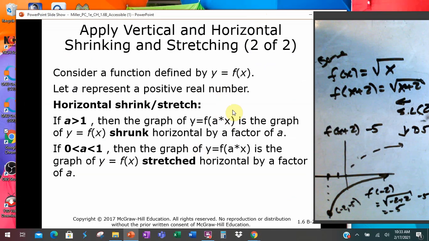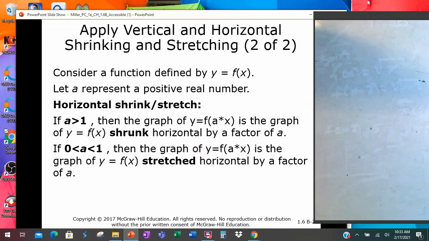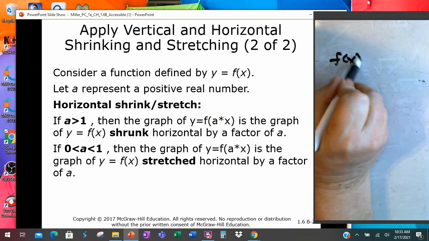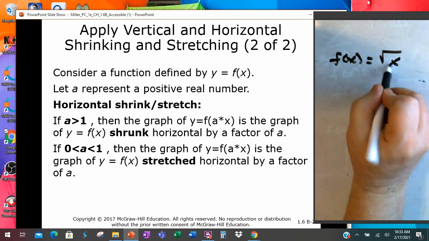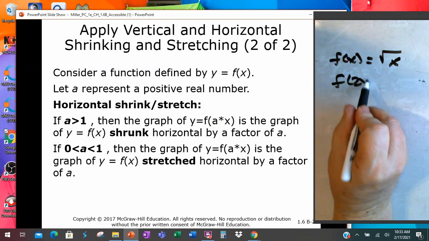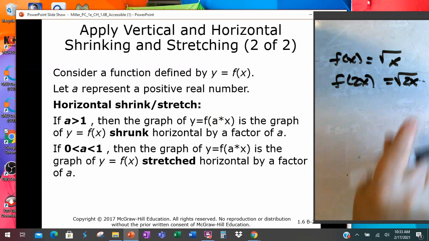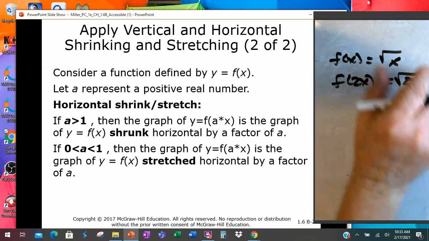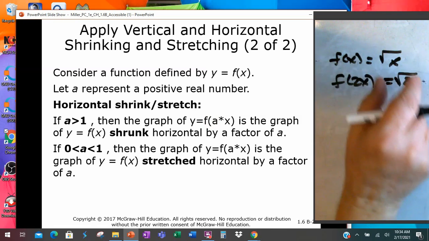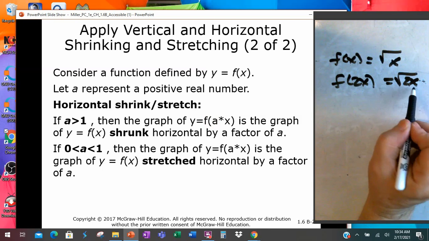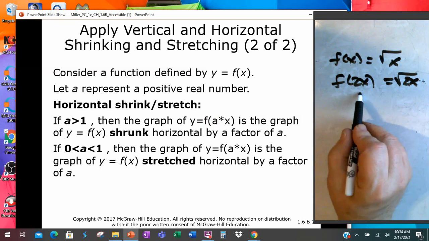Here is the one that is harder to see. If I do on the inside of the function a times x, so if I go from, I know what f of x is, right? And let's do the square root of x. F of 2x would look like this, okay? So I see this function, I have to recognize that, oh, it's a radical, that's my square root function, but now I've done some scaling. What does it make the graph look like?